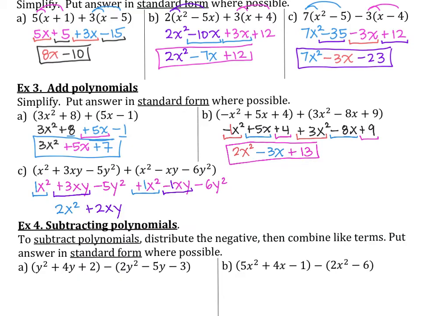And then I have negative 5y squared, negative 6y squared. So negative 5 minus 6, negative 11. And they stay as y squared. This is technically standard form, but if it has more than one variable, we're not going to worry about standard form.